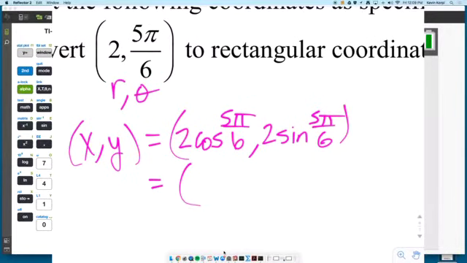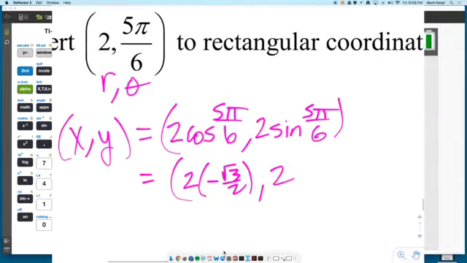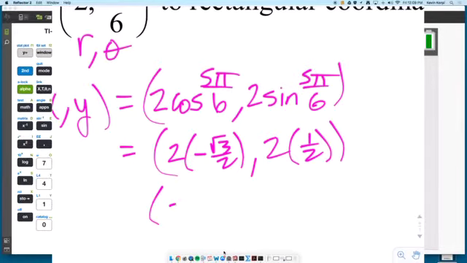So what is cosine of 5 pi 6? Unit circle time. Negative square root of 3 over 2. Good. So you might want to review the unit circle. We're going to be using the unit circle quite a bit in this polar section, as you can imagine. And then sine of 5 pi 6. Second time today we've seen it. It's a half. So this ends up being negative square root of 3, comma 1.